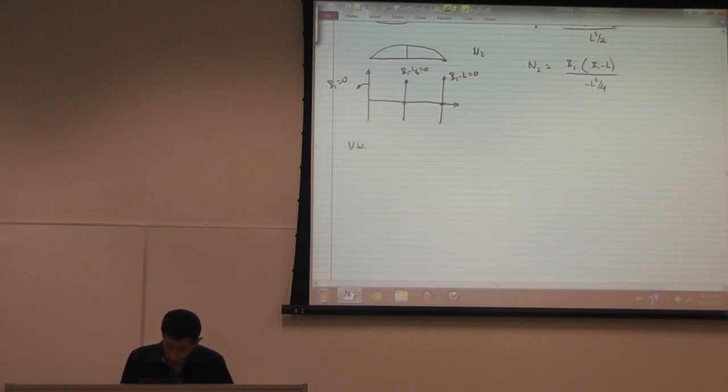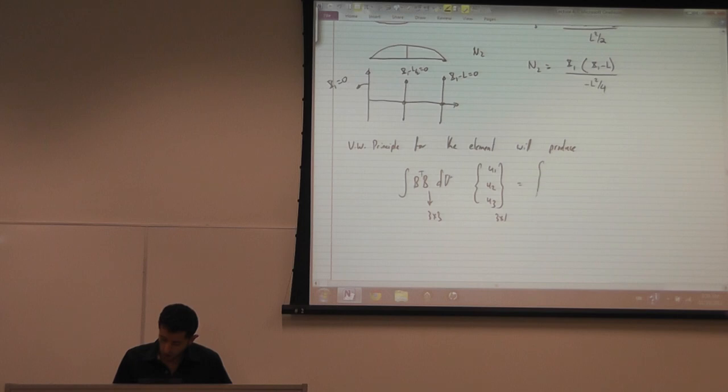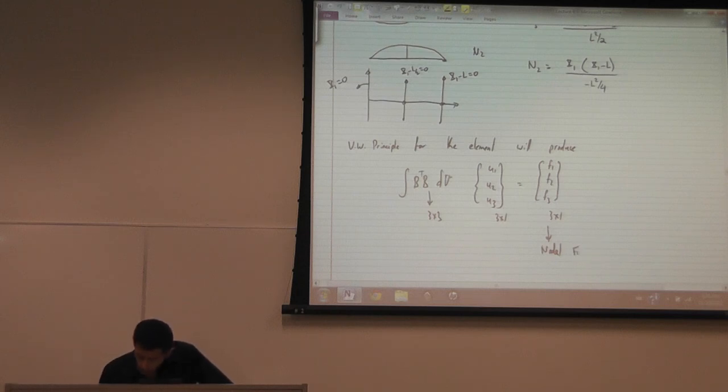The virtual work principle for the element will produce the integral of B transpose B dV multiplied by U1, U2, U3. This will be a 3 by 3 matrix. This is a 3 by 1 vector equal to F1, F2, F3, which is a 3 by 1 vector. These are the normal degrees of freedom, normal forces. This is the stiffness matrix. And here you have an E.